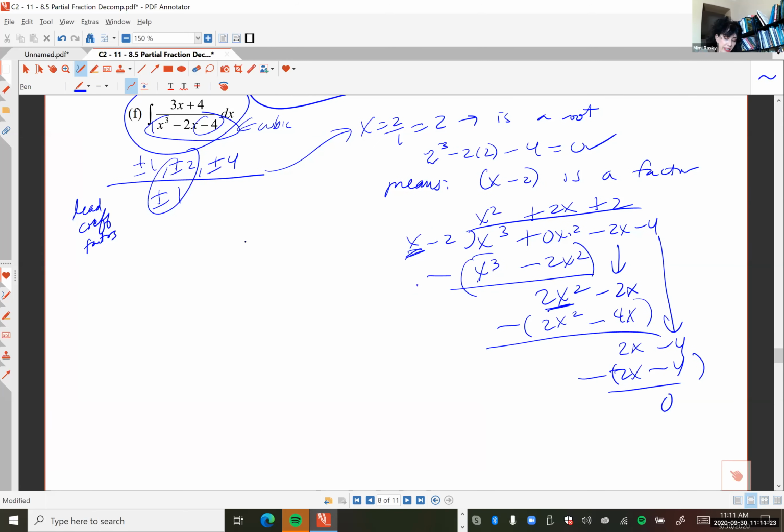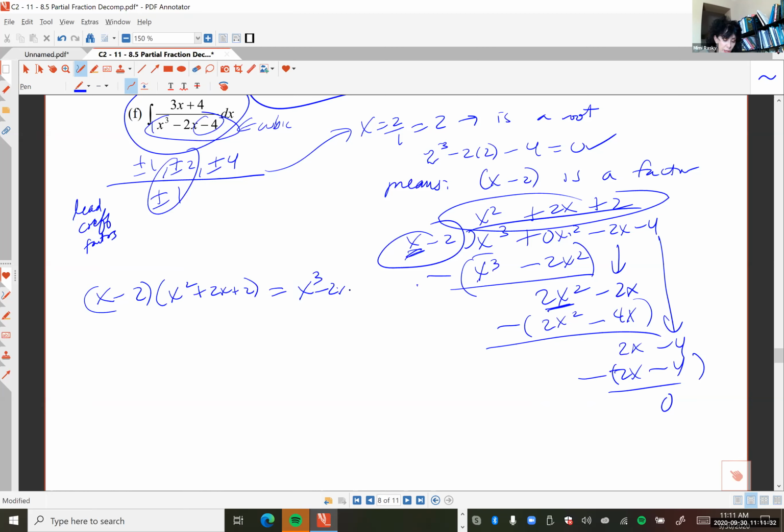So now what? Here's the claim. x minus 2 times x squared plus 2x plus 2 is equal to the denominator. Is it factored completely, though? Or can we factor it more? Like, does this factor further?